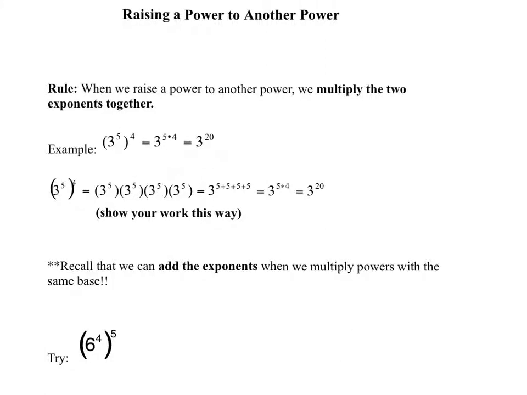Good morning. Today the question is, how do we raise a power to another power? This uses a rule that states that when we raise a power to another power, we multiply the two exponents together. So here we see the two exponents, and we multiply 5 times 4 to get 20.